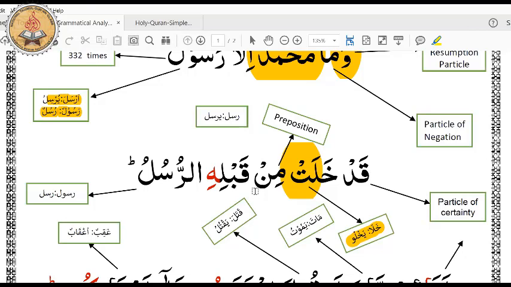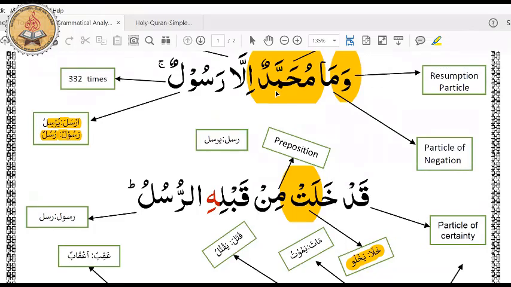So remember min qablihi. Qabl means before. Hi is referred to the Holy Prophet sallallahu alaihi wasallam, to whom it is being associated. So you say qad khalat, surely has passed away, min qablihi, before him.